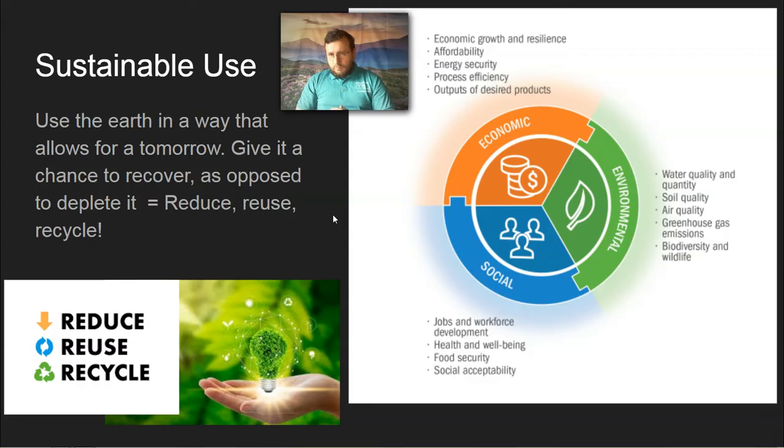Now, this is important for a lot of reasons. It's important because it maintains the jobs, the health and well-being of people, the security of the future of our food, and the ability of us to accept each other. Because there's a lot of conflict among people that care about the planet and people that don't. So this is an important topic for all those reasons.